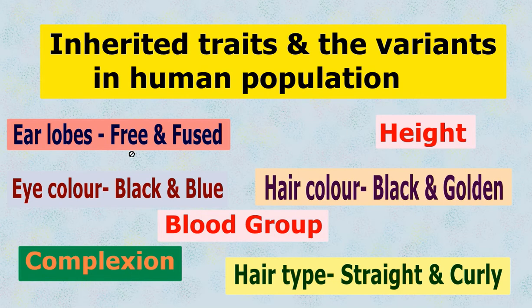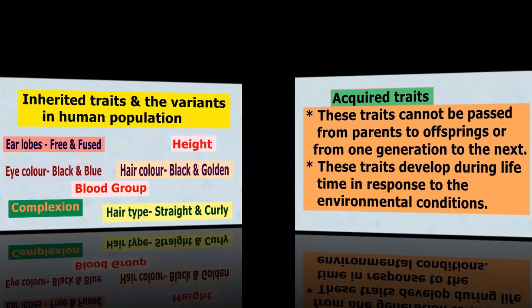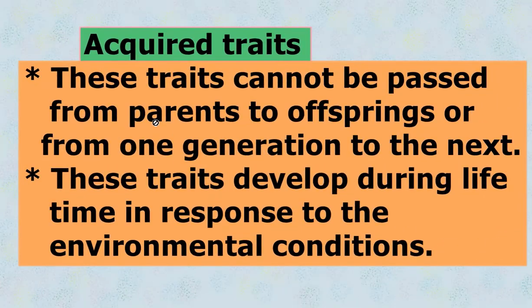So all these traits are inherited traits because these are transmitted from parents to the offspring, or from one generation to the next generation. What are acquired traits? These traits cannot be passed from parents to offspring or from one generation to the next. So these are acquired or developed during lifetime in response to the environmental conditions. So such traits are known as acquired traits.